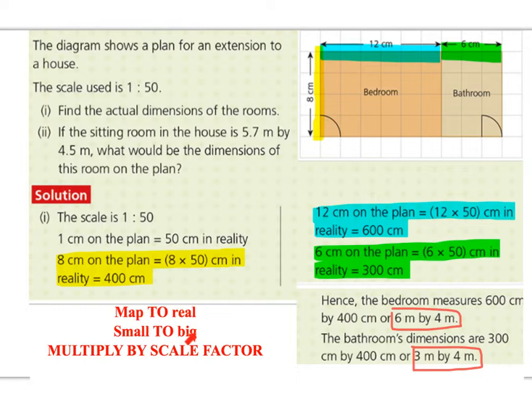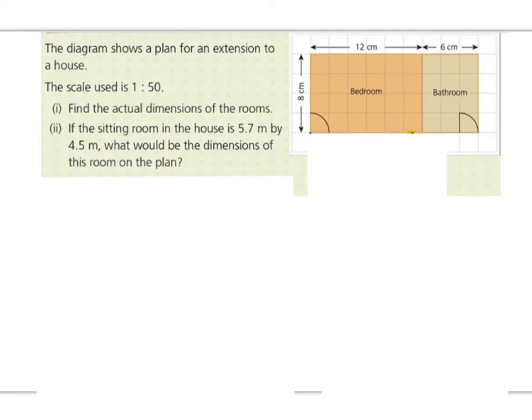So remember, in this question, part 1, we went from the map to real. We went from small to big, so we multiply by the scale factor. In the next question, you're going to see where we're doing the opposite. We'll be going from the real dimensions, so 5.7 metres and 4.5 metres for the sitting room. They're the real dimensions. And we'll be trying to figure out what those dimensions are on the map. So we'll be going from real to map, which means going from big to small, so we'll divide by the scale factor.